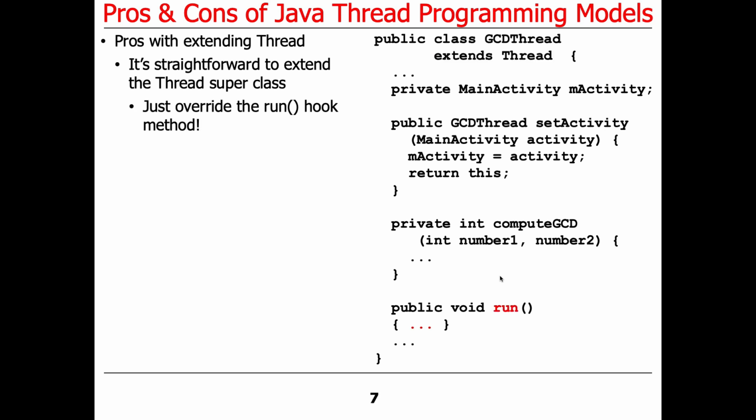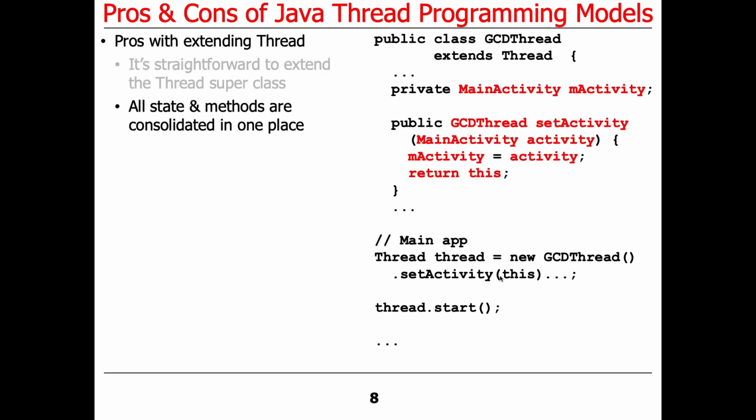All we have to do is override the run hook method. All the state and all the methods are consolidated in one place. So you can see here we have main activity. We can set that activity here, so it's all bundled together. And the nice thing about this is it allows us to do central allocation and management of the thread. So if you come down here, you can see we can make a new GCD thread, set the activity to this, start the thread. We can join with that thread, we can cancel that thread, and so on and so forth. So it's all very consolidated.